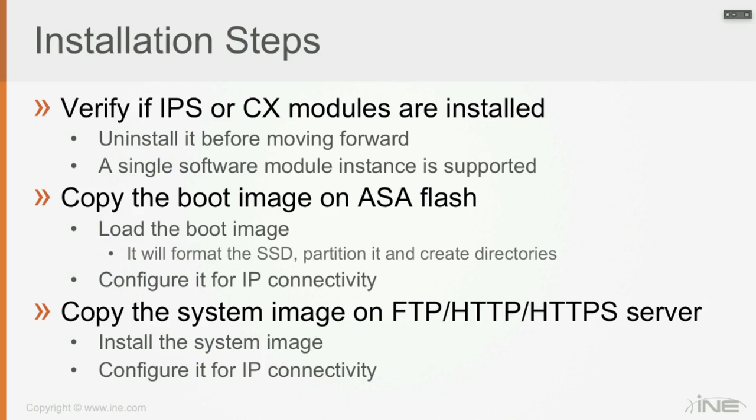And then you install the system image, and then you finally configure the IP connectivity, which is going to be the IP addressing, the network connectivity of the Firepower system. So again, if you want to install any of the prerequisite modules, you load the boot image, which you can download from flash. And once that is installed, then configure for IP connectivity. Then you finally install the Firepower image from a remote HTTP, HTTPS, FTP server. And of course, you configure it for IP connectivity.